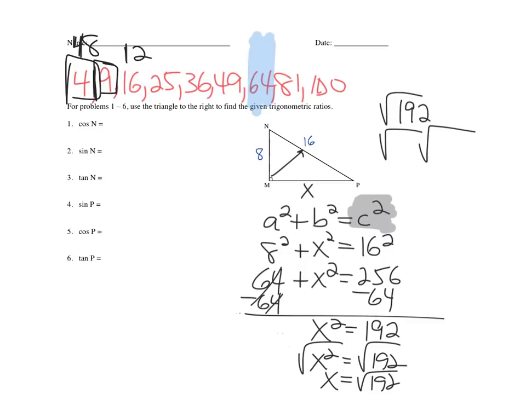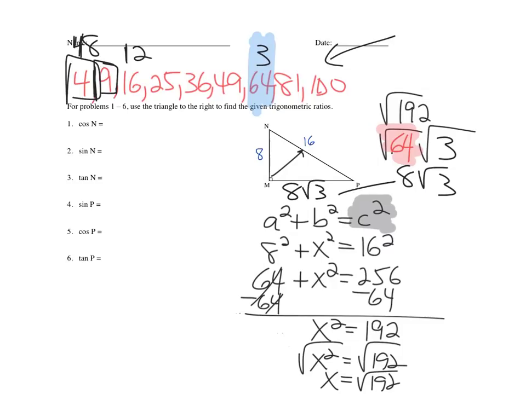64 is going to be your answer. 64 times 3 is 192. So I'm going to break up radical 192 into radical 64 times radical 3. So you want to look for the biggest perfect square that works. The square root of 64 is the number 8. So x, the missing side of the triangle, turns out to be 8 radical 3. So I'll write that in for that missing side.